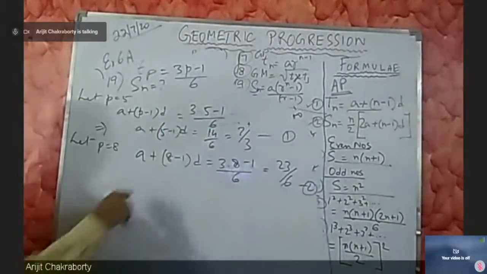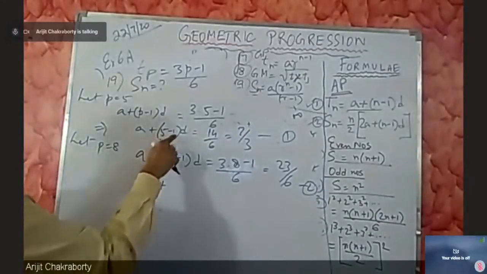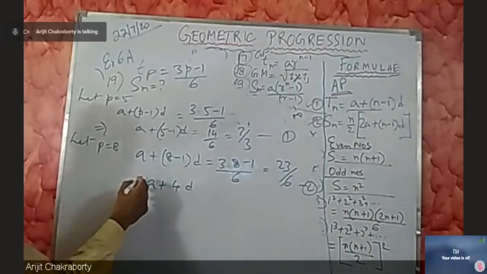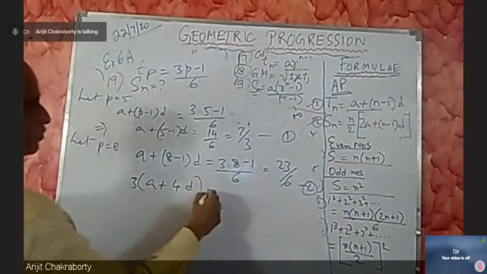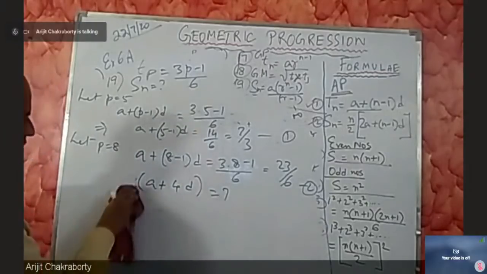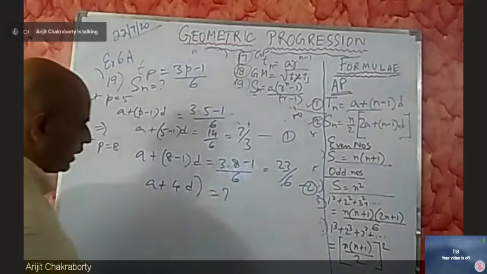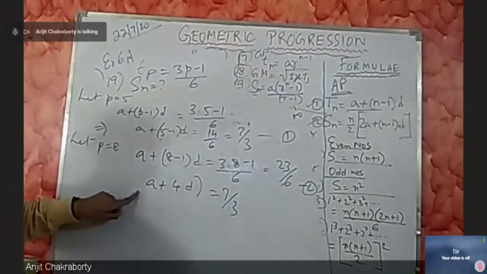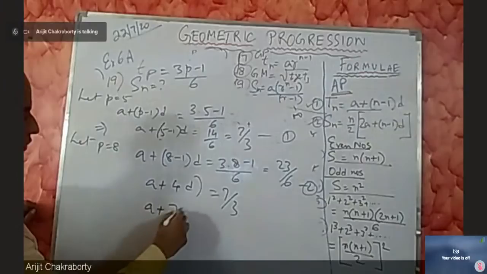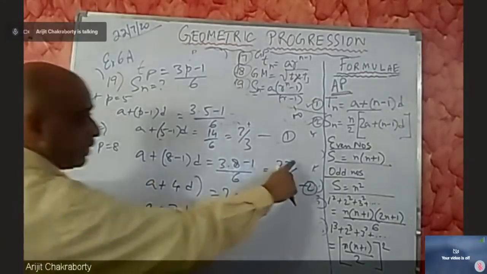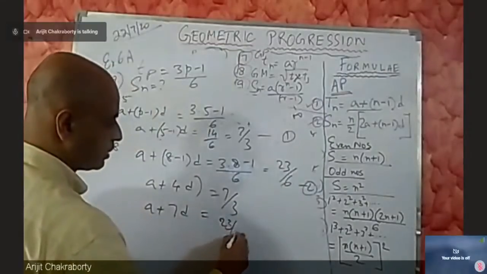So we are getting two equations. A plus 5 minus 1, 4d. Rather, 3 into a plus 4d is 7, or I will put it like this. A plus 4d is 7 by 3. And we are getting a plus 7d, 8 minus 1 is 7d. This I am getting 23 by 6.